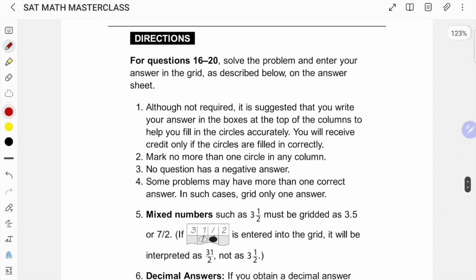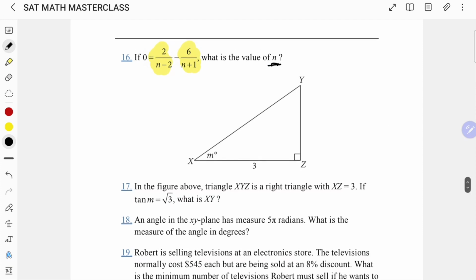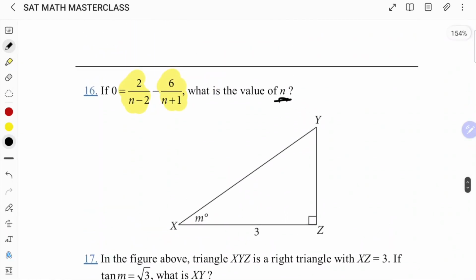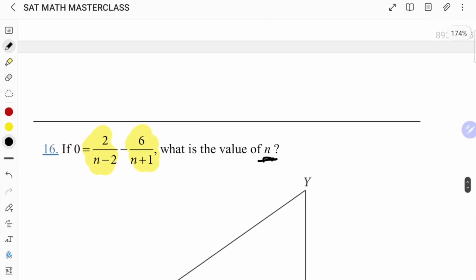In the next question, we have: if 0 equals 2 divided by (n minus 2) minus 6 divided by (n plus 1), what is the value of n? I don't think this has to do with this figure, so let me just scroll a bit. I think this is pretty straightforward.